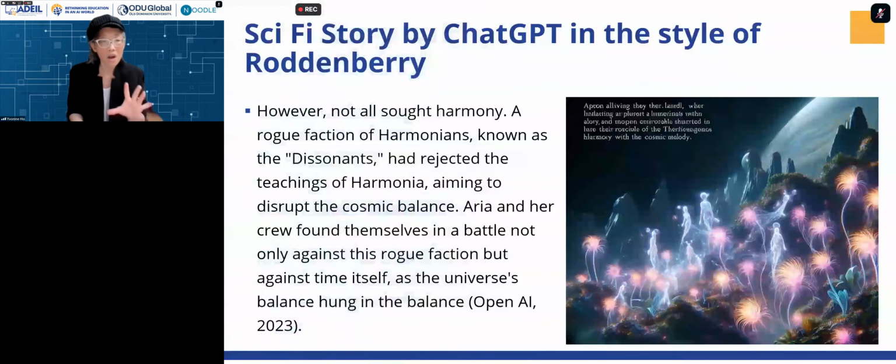However, not all of the aliens sought harmony. A rogue faction known as the Dissonance had rejected the teachings of Harmonia, aiming to disrupt the cosmic balance. Arya and her crew found themselves in a battle.